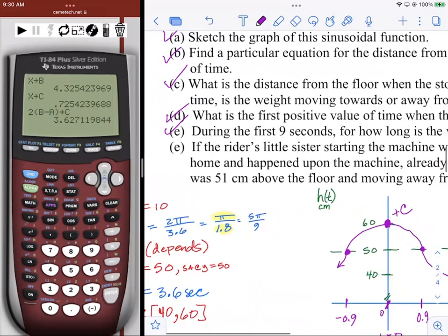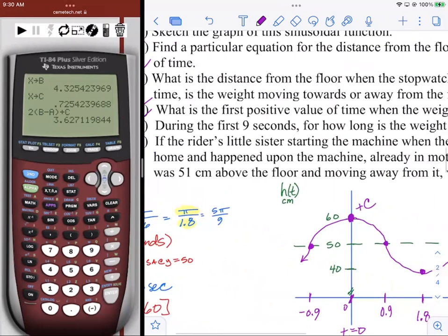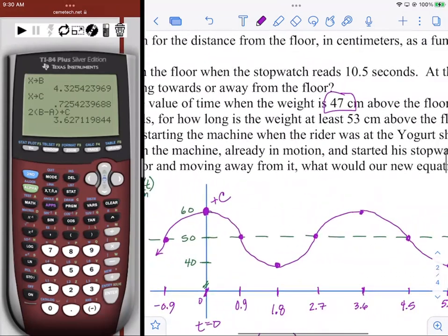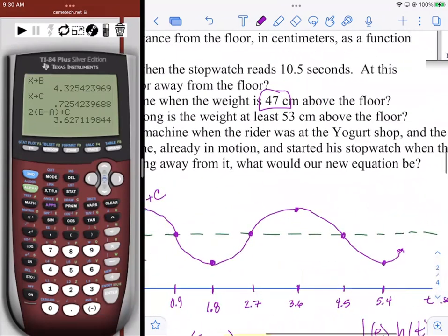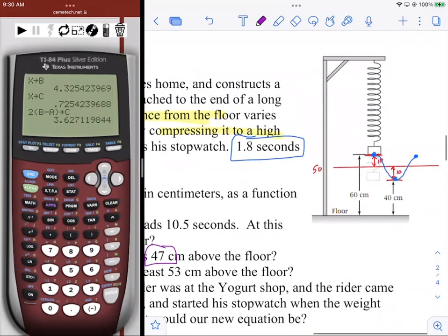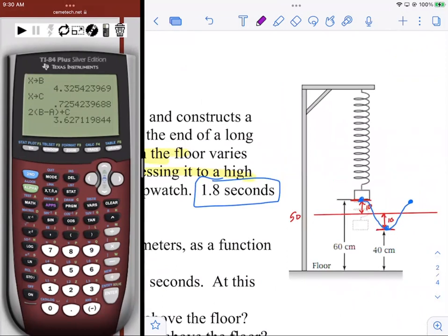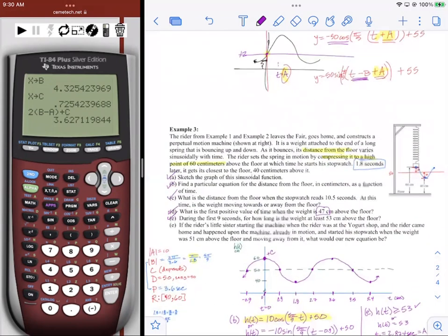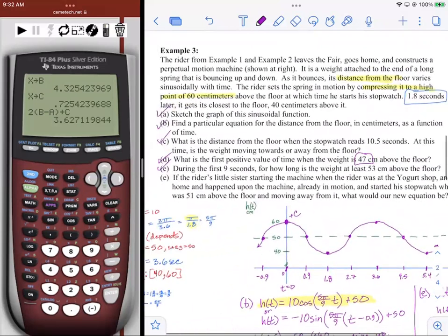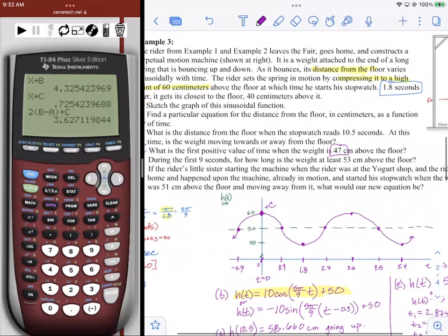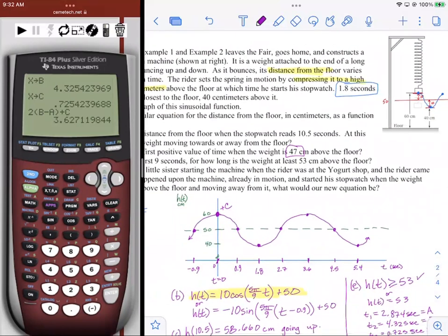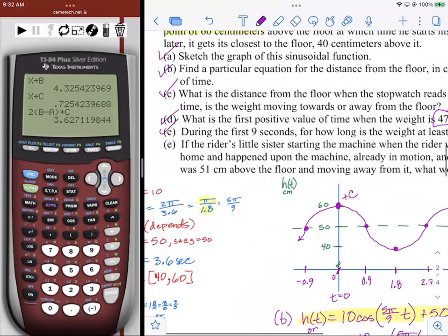E2. Look at this. If the rider's little sister started the machine when the rider was at the yogurt shop. So imagine that he set this up in his room and he hadn't put it into motion yet. He was going to go to the yogurt shop to celebrate and then come back and start the machine. But while he was gone, his little sister came in and started it. And when he got back, it was already in motion. But it's perpetual, so now he's not going to stop it. So what is he going to do?